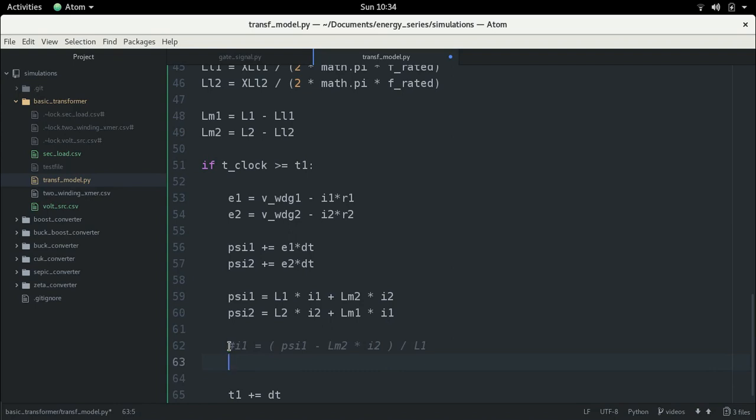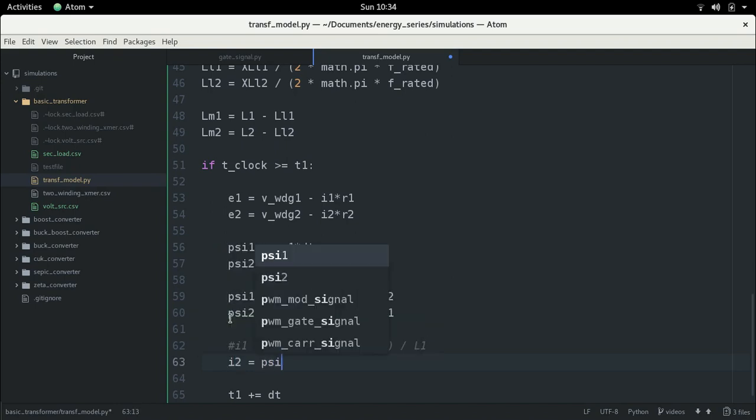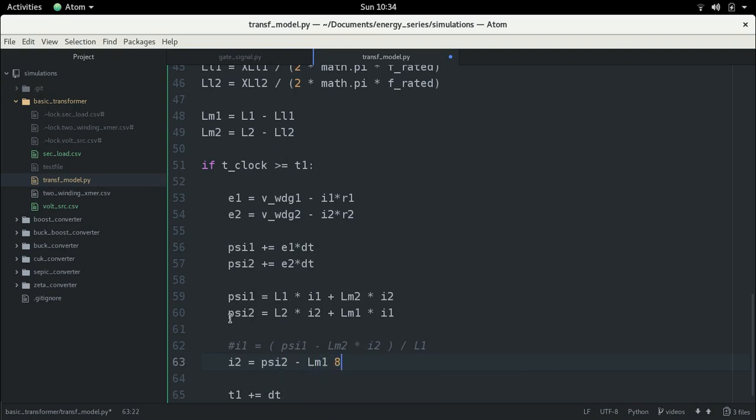So basically we are going to say that I2 is equal to, take this term on this side and calculate it. So I2 is equal to Psi2 minus LM1 into I1, and I1 is this value. So let me paste it here. Divide this by L1, right? So this is this particular equation, and we are now going to divide this whole thing by L2. I mean, this is just solving equations.